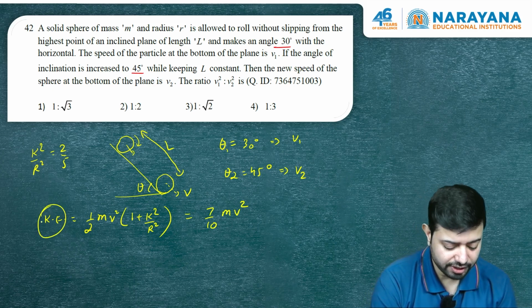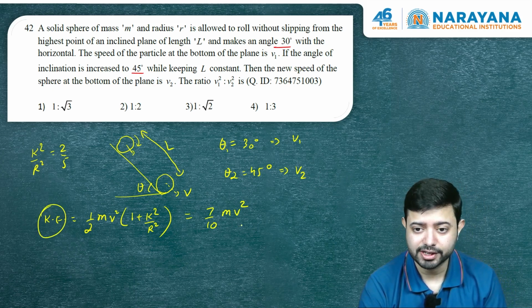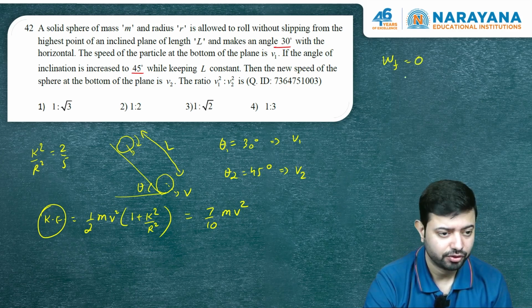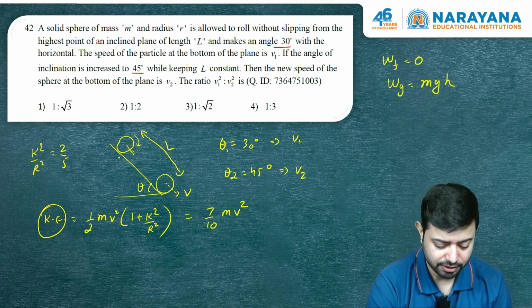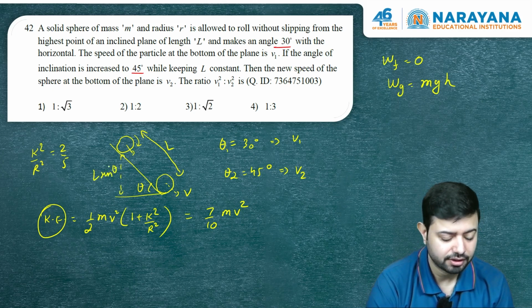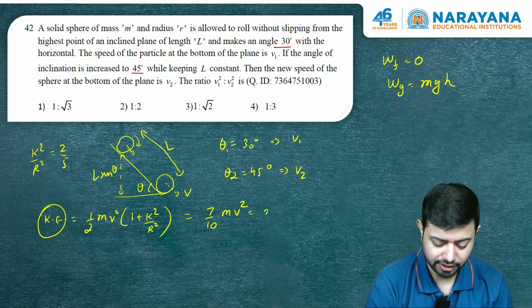And from where this kinetic energy will come? Work done by, who is doing work here? It is a pure rolling, no slipping. So, work done by friction is 0, and work done by gravity will be simply mgh. How much is this height? This height is L sin theta, correct. So, this should be mg L sin theta.